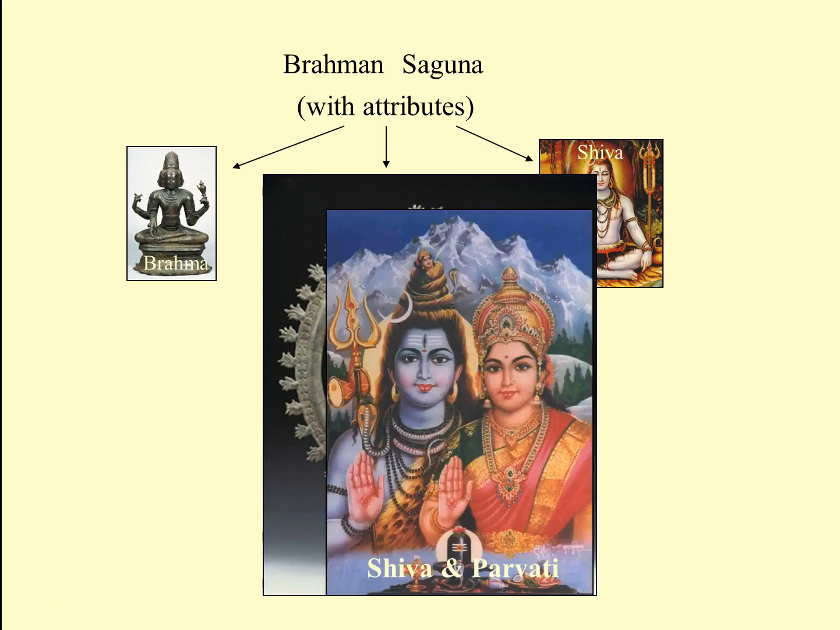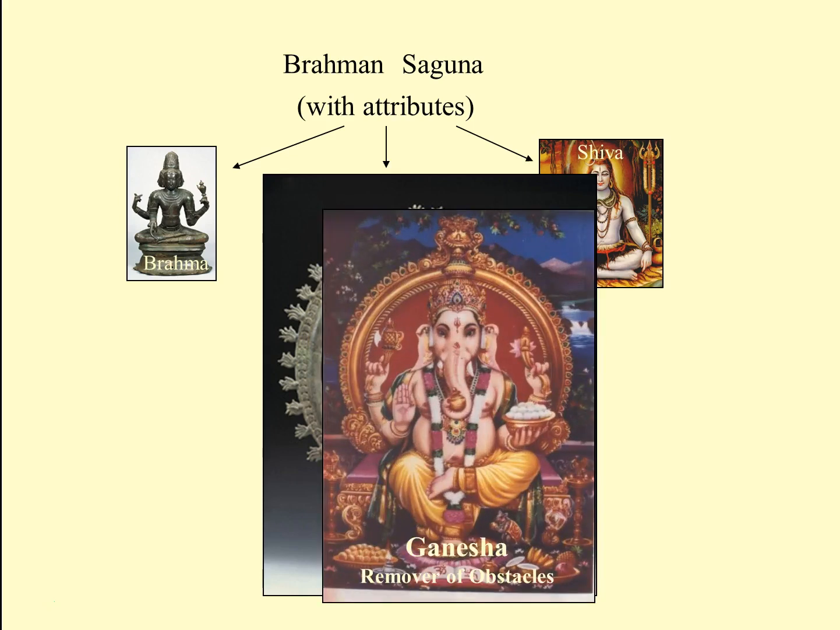Shiva's wife or consort is Parvati, the motherly nurturing aspect of God. She is often imaged by Shiva's side. The well-known elephant-headed god Ganesh is the son of Shiva and Parvati. Ganesh is the remover of obstacles. Thus he is often prayed to whenever one begins a new activity, to assure that there will be no obstacles in the way of completing the activity.